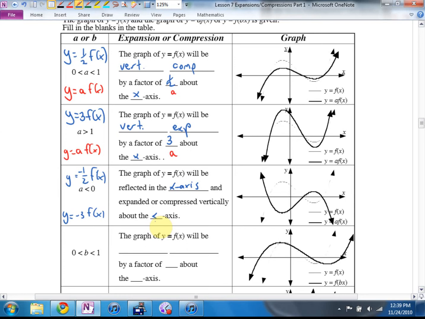Question, Alex? Which one? X-axis, and that's also an x.